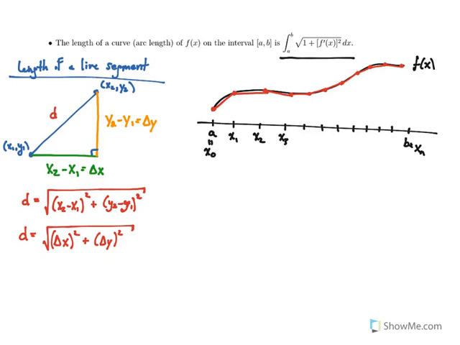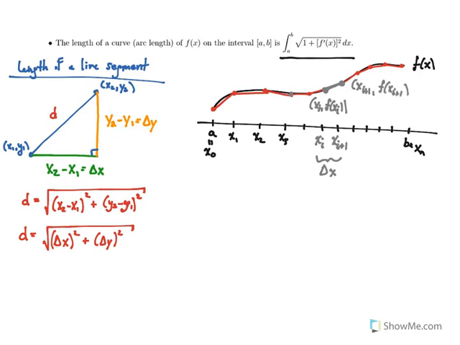And to understand where this is going to come from, we're going to look at just one of these line segments. Let's look at this one right here. This is going to be in between the points x sub i and x sub i plus 1. The distance there is going to be delta x, the difference between them. And the corresponding points up here are going to be x sub i, f of x sub i, and x sub i plus 1, f of x sub i plus 1.